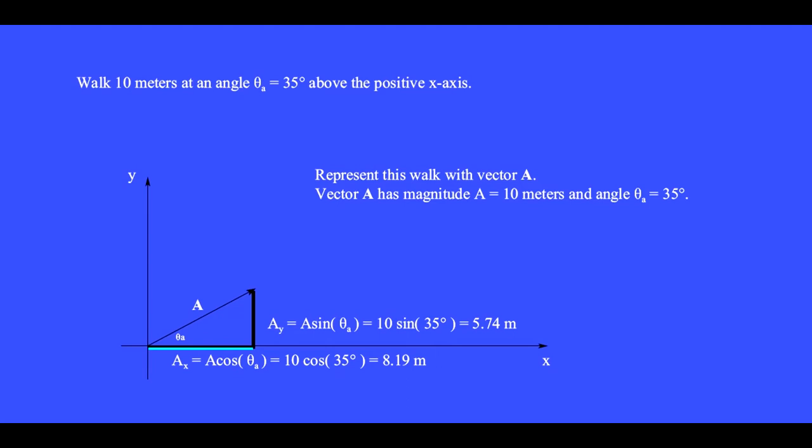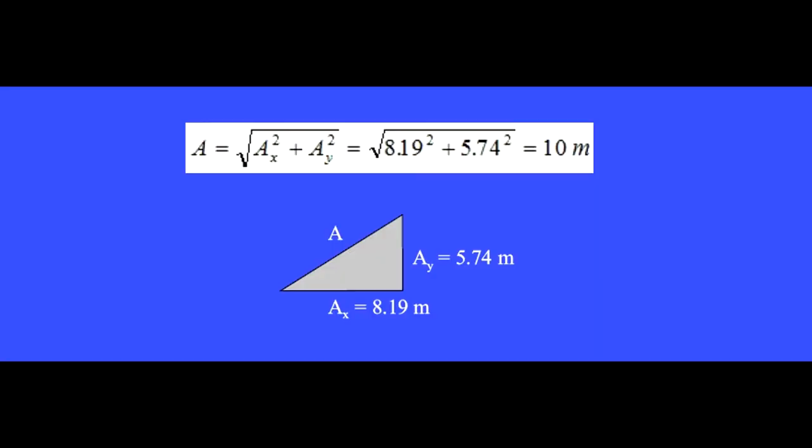This side of the triangle is adjacent to the angle, so we write A sub X equals A cosine theta A. Please get your calculator to verify that 10 times cosine of 35 degrees is 8.19 meters. This side of the triangle is opposite the angle, so we write A sub Y equals A sine theta A. And please verify with your calculator that 10 sine of 35 degrees equals 5.74 meters. That means the walk from the origin to this point was equivalent to walking 8.19 meters along the x-axis and then 5.74 meters along the y-axis. And the Pythagorean theorem says that the square root of 5.74 squared plus 8.19 squared is equal to 10.